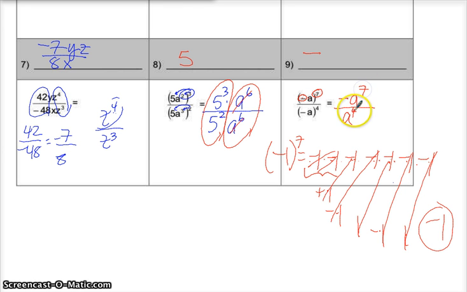I have 7 a's in the numerator, 4 a's in the denominator. That's 3 left over in my numerator, so I just get negative a to the 3rd.